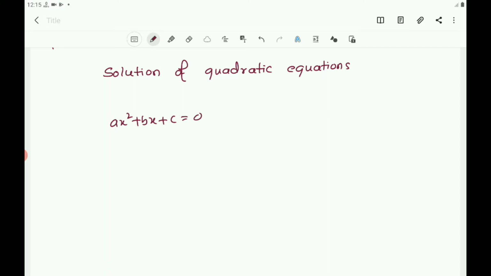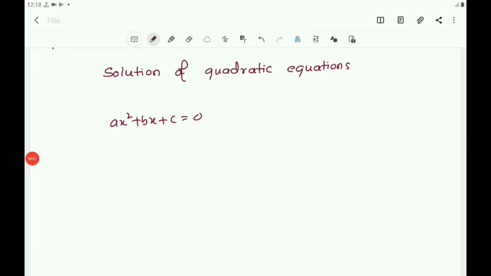The value of x in the equation ax square plus bx plus c equals 0, which satisfies both LHS and RHS. For what value of x LHS and RHS becomes equal, that value is called the value of the variable, and that is also called the solution of the given quadratic equation ax square plus bx plus c equals 0.